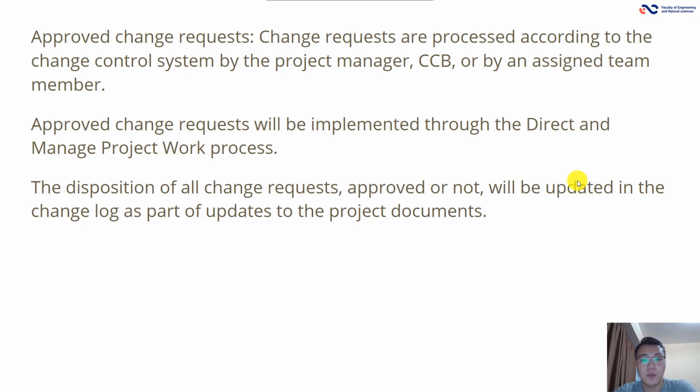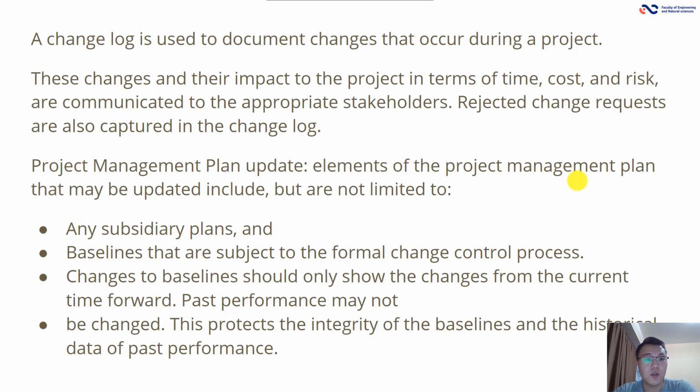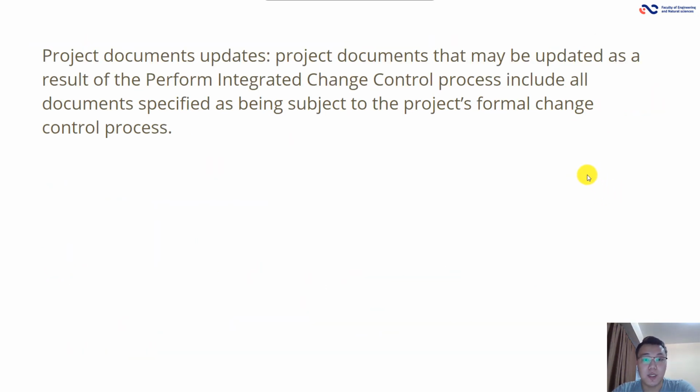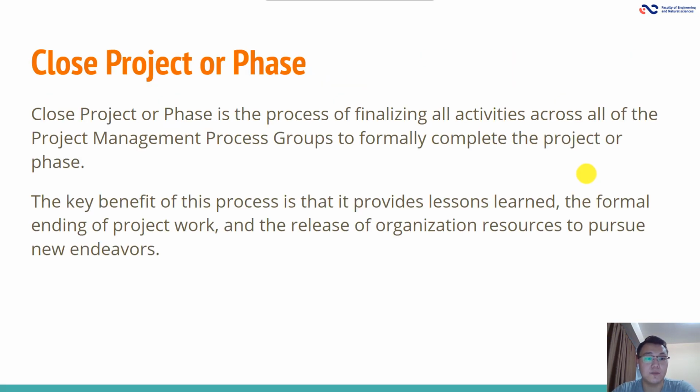Approved change requests will be implemented through the direct and manage project work process. A change log is used to document changes that occur during the project. Project management plan updates may include any subsidiary plans and baselines that are subject to the formal change control process, including changes to baselines. Project documents updates. Project documents that may be updated as a result of the perform integrated change control process include all documents specified as being subject to the project's formal change control process.